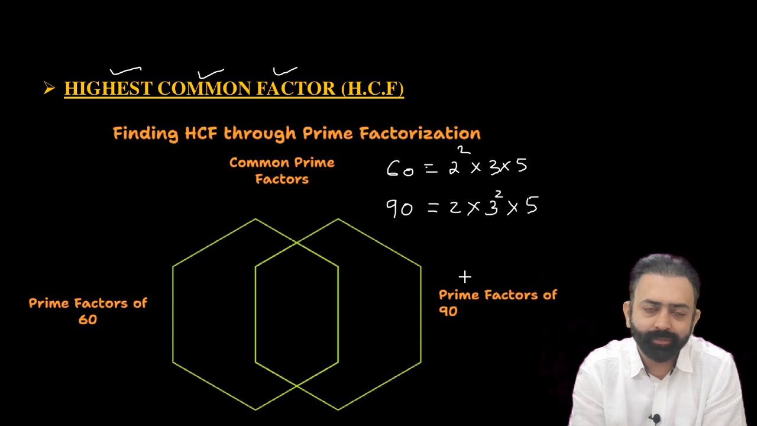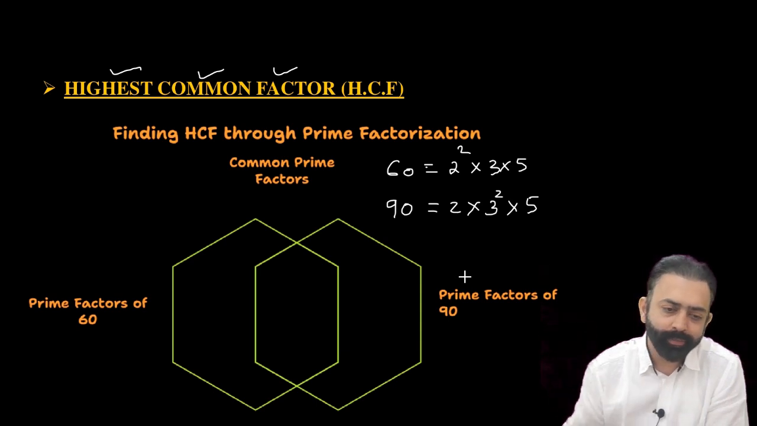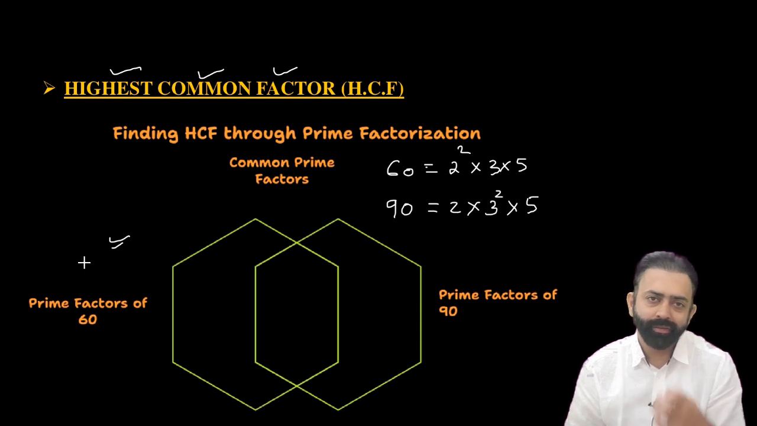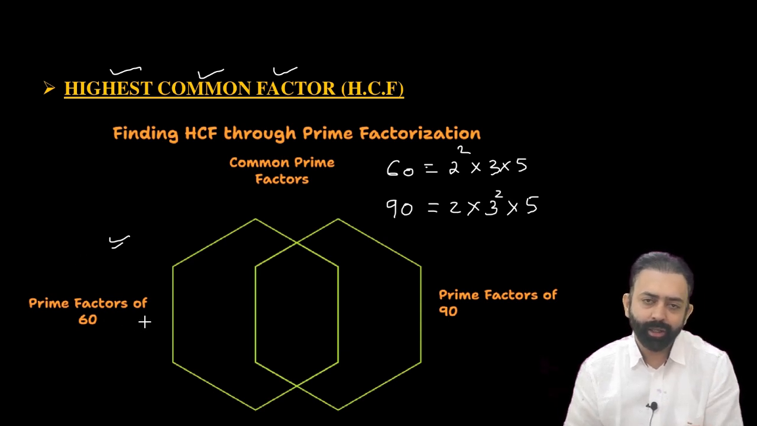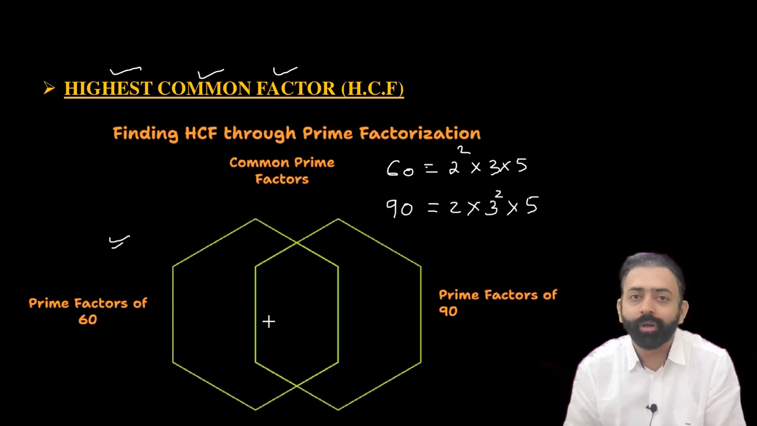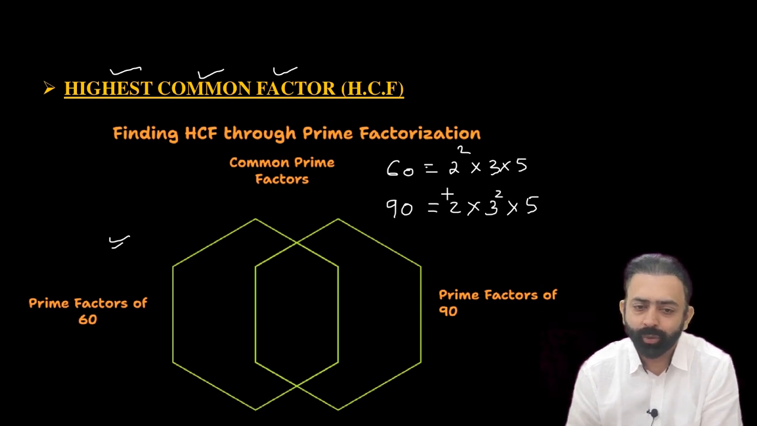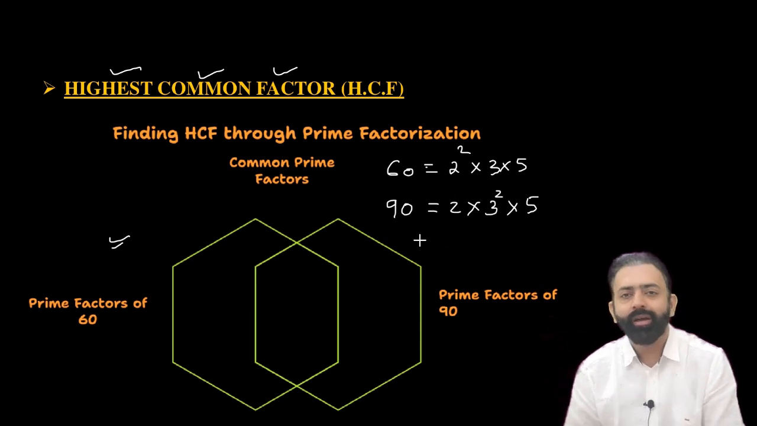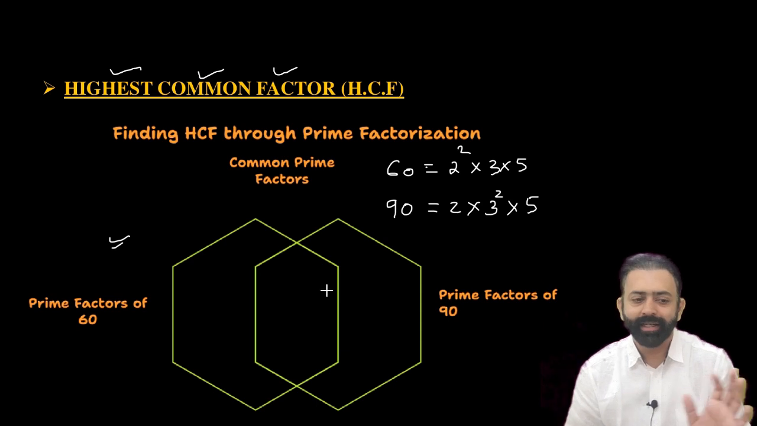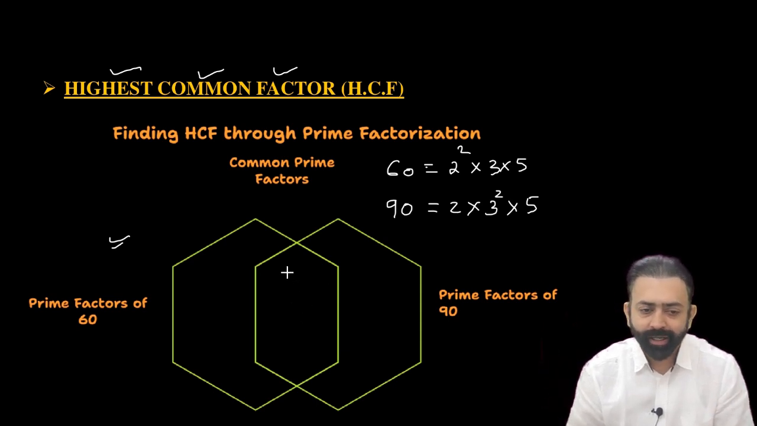Okay, now highest common factor says that we need to find out the least exponent of the common factors. This pictorial representation will make you understand this concept very easily, that noting down the prime factors of 60 and 90 and writing down the common numbers. As you can see that 2, 3, 5 are both in 90 and 60. So we can write these numbers in the middle.